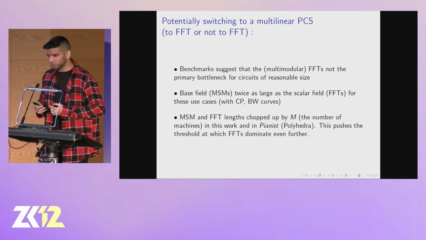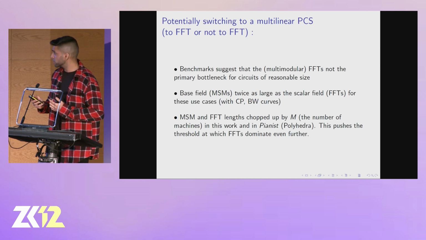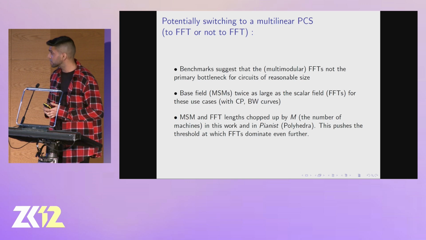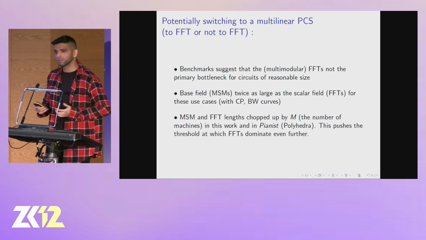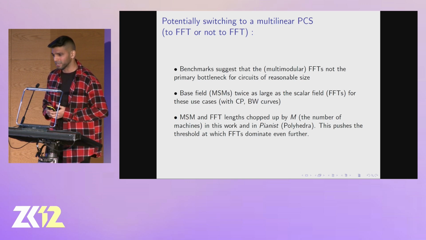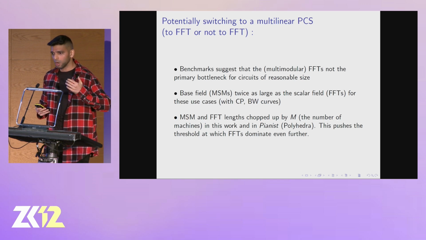And the third thing is, what this work is doing, and that actually is kind of similar to what Pianist is doing with the Lagrange basis, is the length of the MSMs and the FFTs performed by any one single machine gets chopped up by the number of machines. Which means the threshold beyond which the n log n FFTs start to dominate gets pushed back even further.